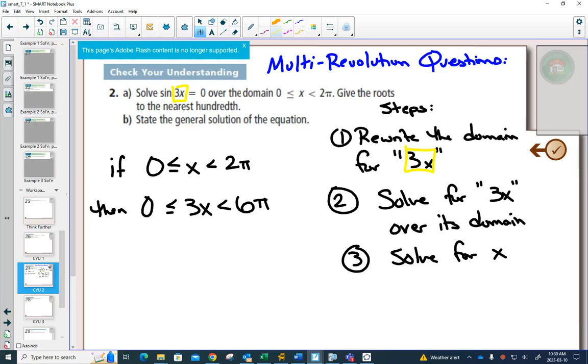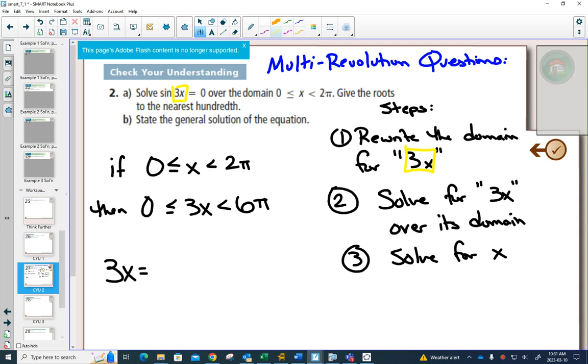Okay? So that's step 1. We're going to rewrite our domain for 3x. If it was a 2x, you'd double everything. If it was a 5x, you multiply everything by 5. Okay? Step 2, solve for 3x. So we're just solving when is sine 3x equals 0. Well, sine is your y-coordinate, so we write 3x equals, when is your y-coordinate 0? Well, that's easy. It's at 0. It's at pi. It's at 2 pi.